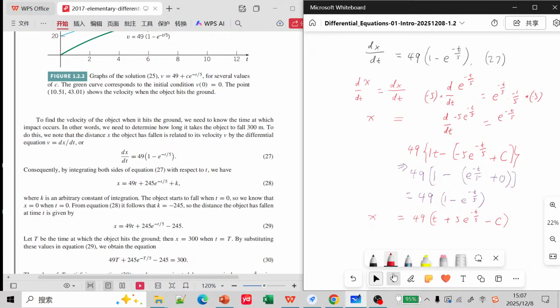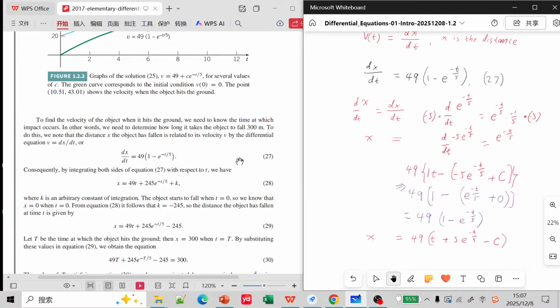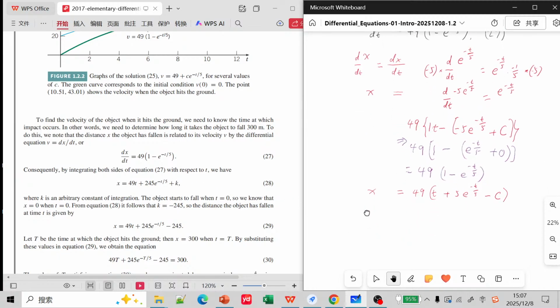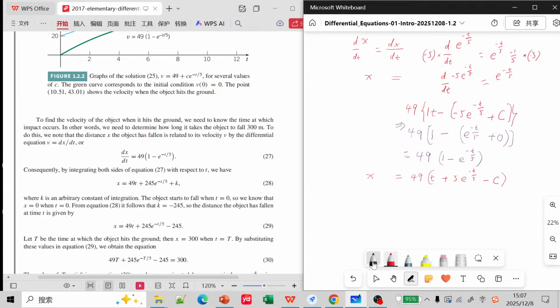Okay, now so where are we? Equation 27. And in the textbook, equation 28 is this: x is equal to 49 t plus 245 times e to the minus t over 5 plus a small k.